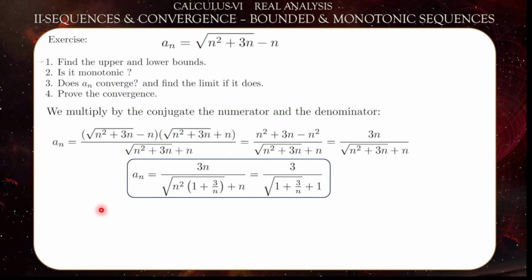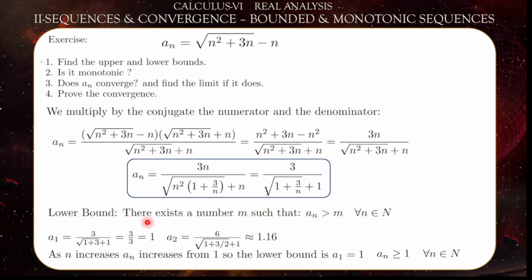Now, n squared can be taken out as a common factor under the square root. So you divide the components by n squared and take n squared as a common factor, which gives you 3n divided by square root of n squared multiplied by 1 plus 3 divided by n, plus n. Now n squared can be removed to the outside. It becomes n square root of 1 plus 3 divided by n, plus n. We have n as a common factor in both the numerator and the denominator, which renders an equal to 3 divided by square root of 1 plus 3 divided by n, plus 1.